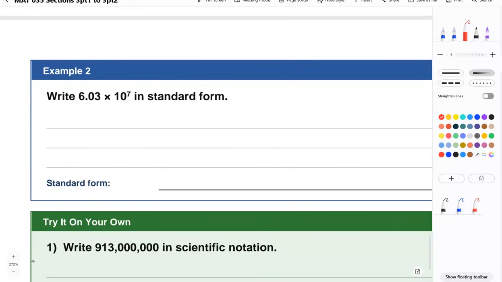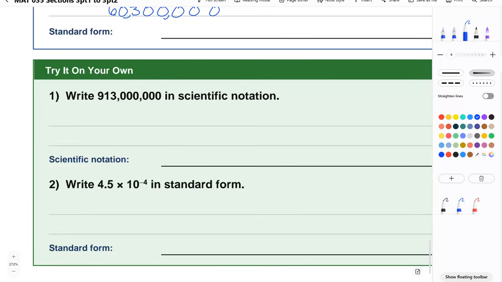The next one is 6.03 times 10 to the 7th. So I'm going to write 6.03. I have a positive 7 as the exponent, which means this is going to be a really big number. So I'm going to move this to the right 7 times. 1, 2, 3, 4, 5, 6, 7. Put in my zeros. So my number is 603 with 5 zeros. And then I'm going to start at the end. For every 3, I'm going to put in that comma. So I have 60,300,000.